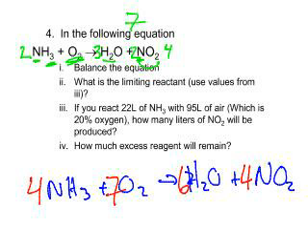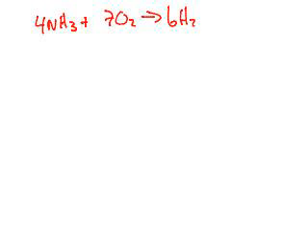All right, what is the limiting reactant? Use values from part 3. So we have to look at part 3. So we've got a problem here. Let me rewrite the equation. I've got 4 NH3s plus 7 oxygens makes 6 waters and 4 NO2s.